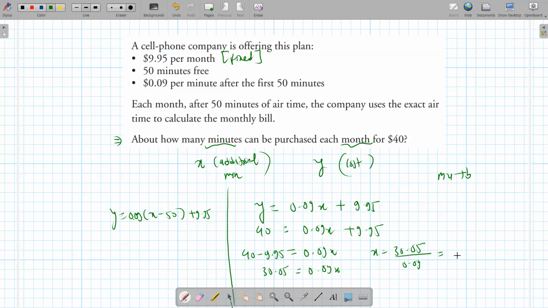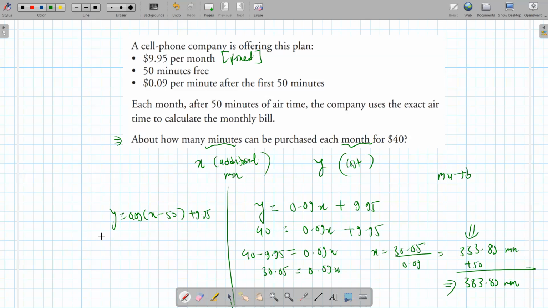Again, it's not a nice number. It's 333.89 minutes. Okay. So this is the additional minutes, because that's what the x here represents. Here, x is total minutes. And then we'll just add 50 to this to get the total minutes, which is 383.89 minutes. So you're just solving for the total minutes. Yeah, that's what the question's asking. So this is the total minutes. This is the additional minutes.